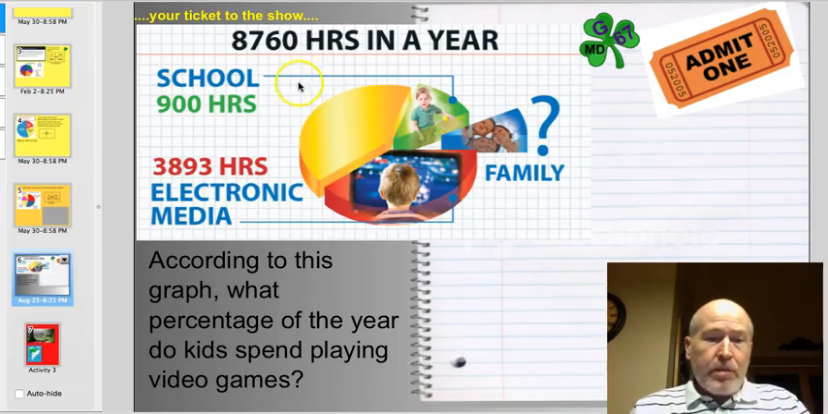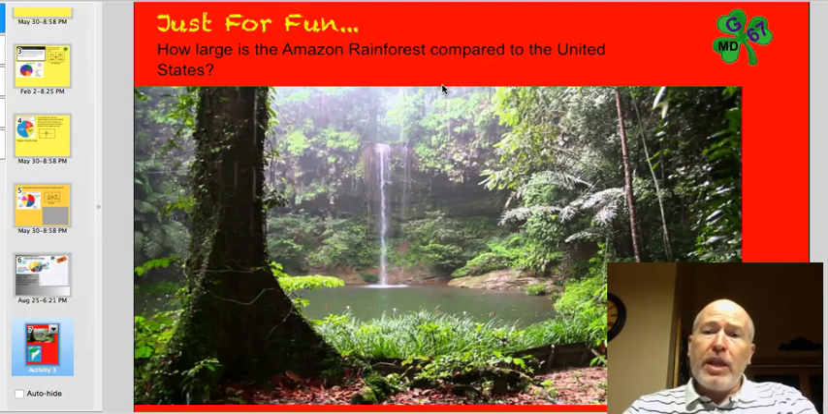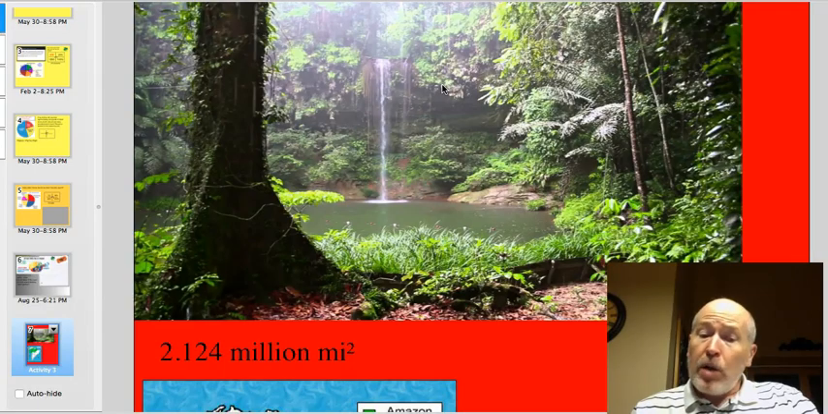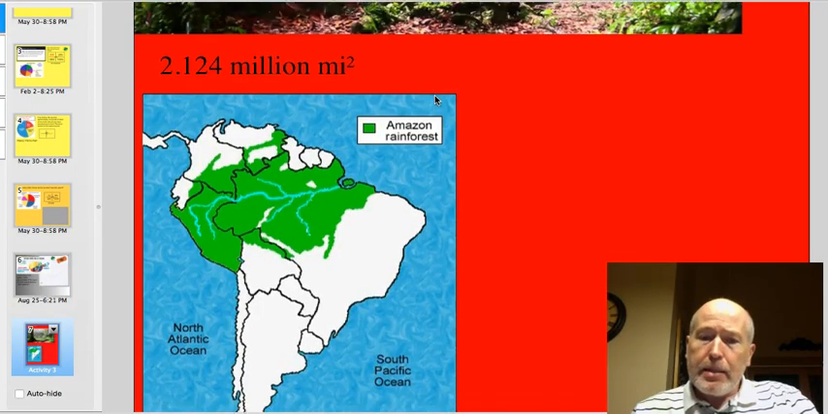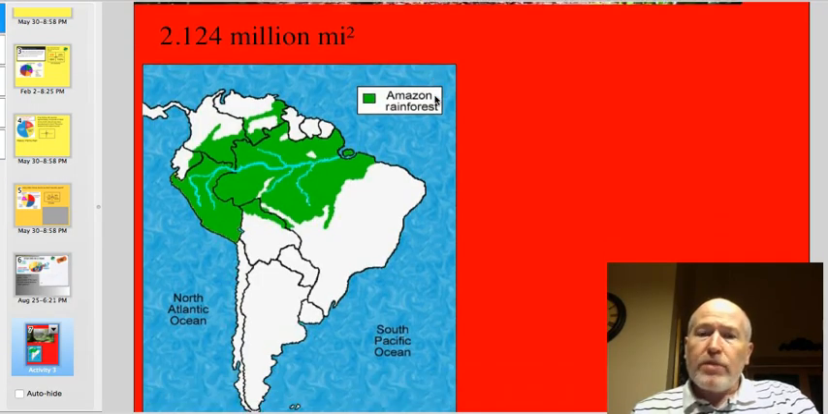All right, tonight's trivia question. How large is the Amazon rainforest compared to the United States? Well, it's 2.124 million square miles. It is approximately the size of the continental United States. In other words, without Alaska and Hawaii thrown in, that's how big approximately the rainforest is. Pretty amazing. Would love to see it someday.